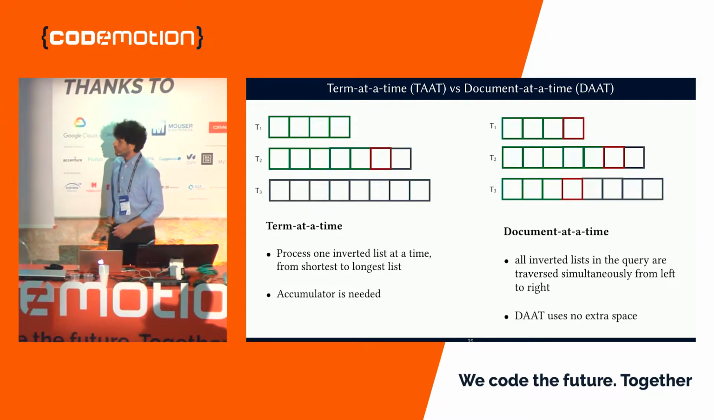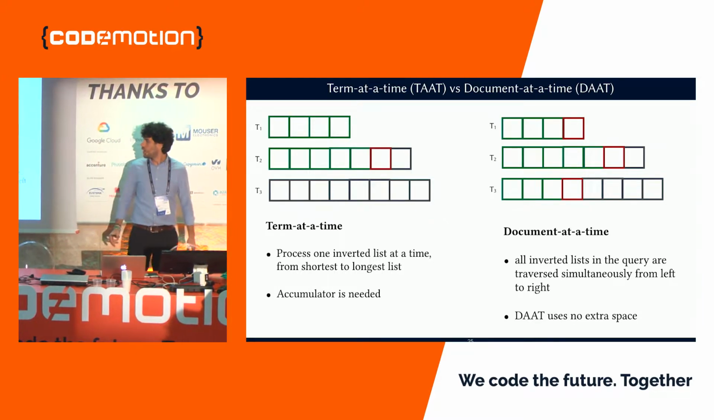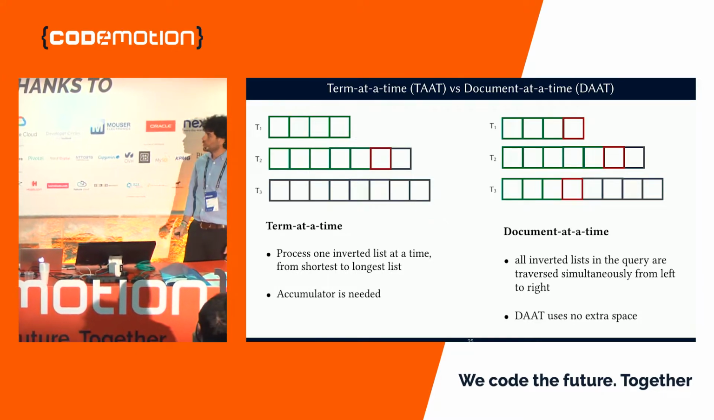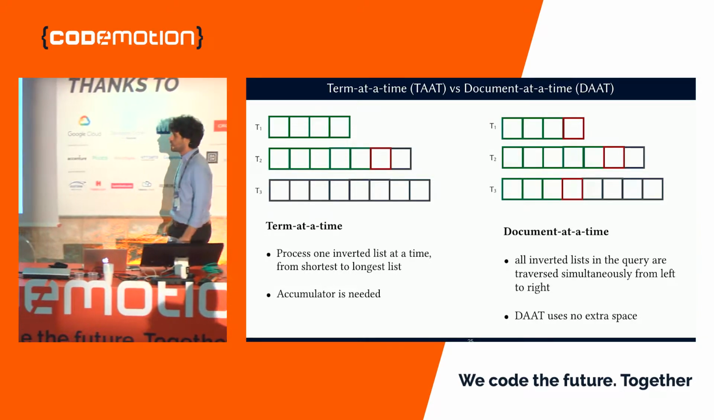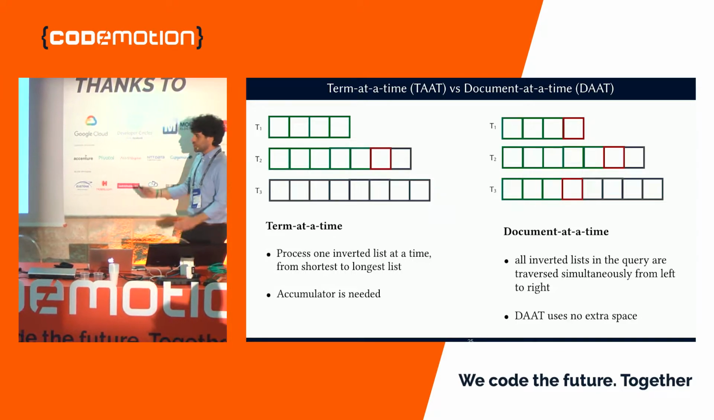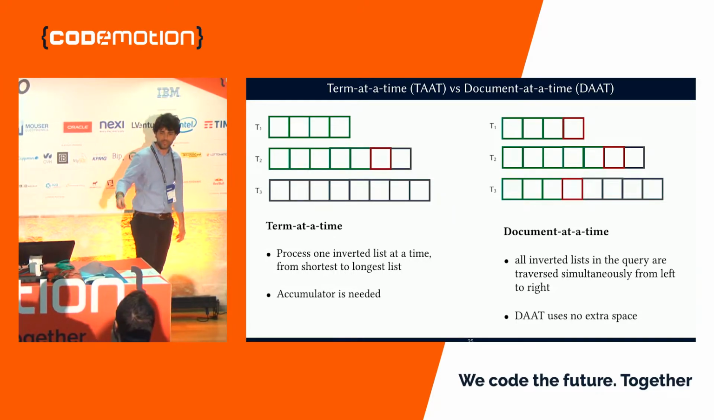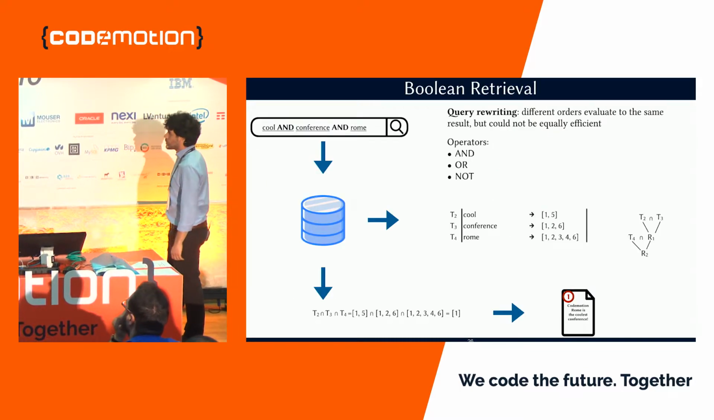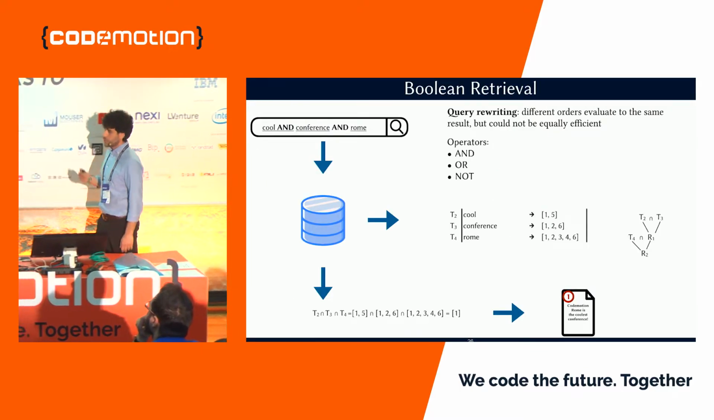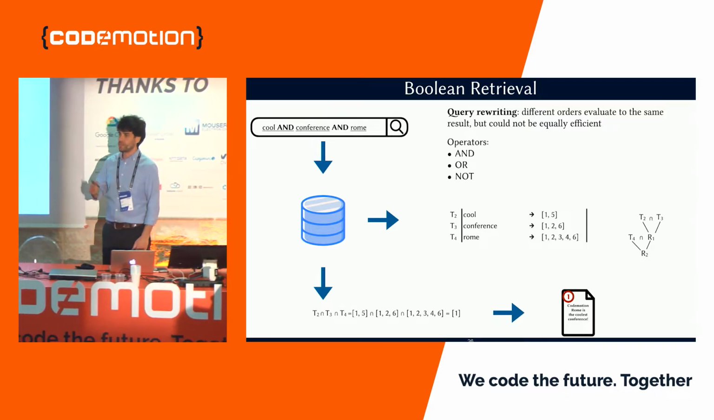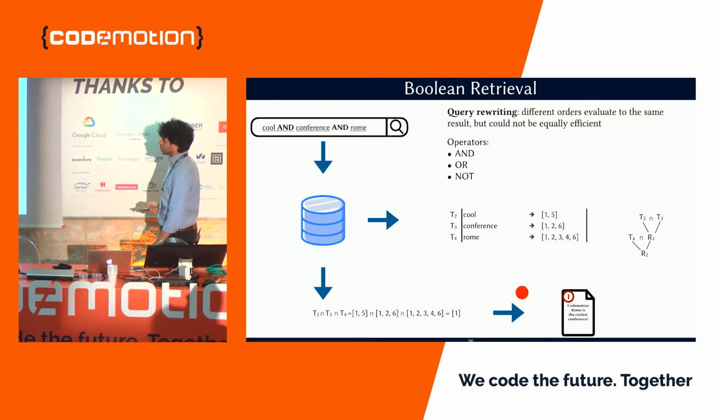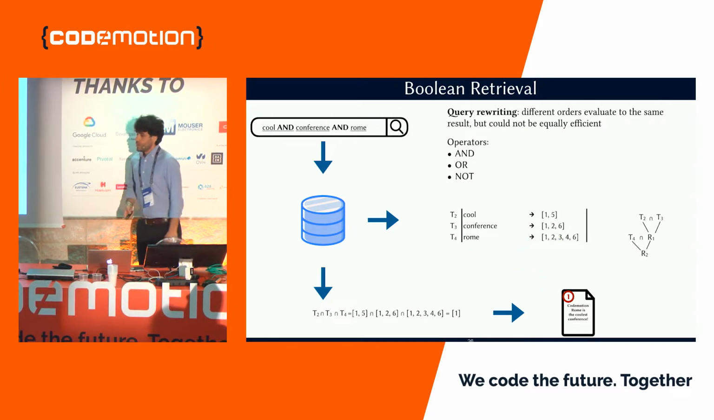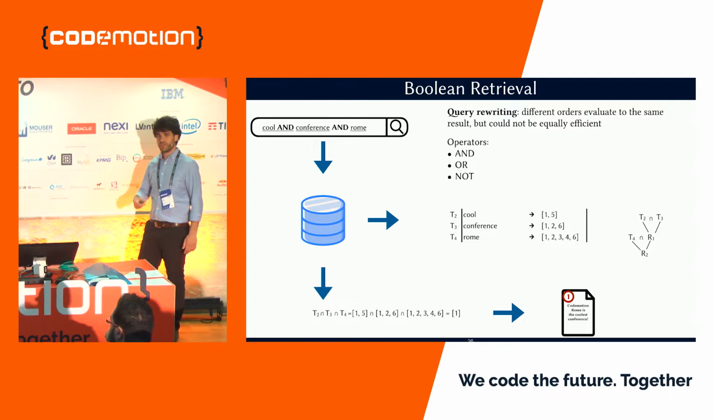With document at a time, instead, you open all the posting lists, all the cursors that are going to traverse your posting lists, and then you traverse them simultaneously. You don't need any accumulator, and it can be faster. You can do some optimization. So, Boolean retrieval: you get a query. Your query is made of terms and operators, either and, or, not. Then you look it up on the inverted index, and you will get these posting lists. Usually, you perform intersections first because they are easier and faster.